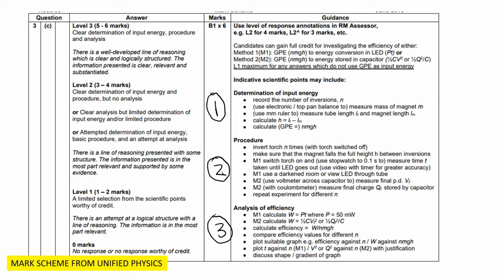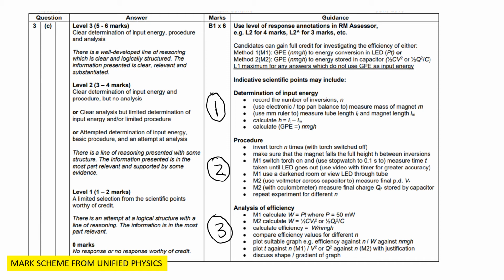Now, when it says input energy, you need to use an equation, right? So, for example, to calculate GPE, you need to use mgh. Use a ruler to measure the length of the tube. Using a top pan balance to measure the mass of the magnet. Record the number of inversions, for example. So for a 6 marker, you need to include some equations that you're thinking of using. What do you need to measure? What instruments do you need to measure?